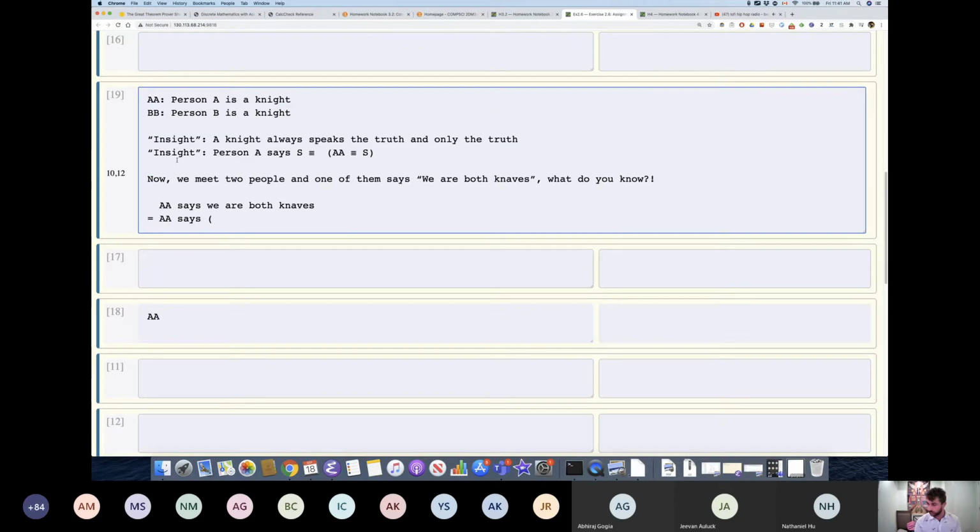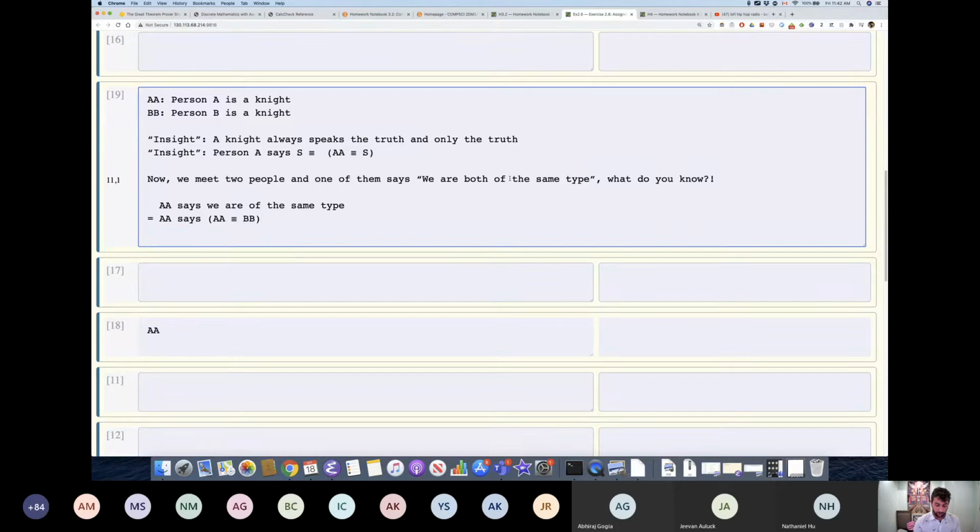All right. Let's try a simpler one, because you guys aren't comfortable with conjunction yet. We are both of the same type. Let's try that. A says we are of the same type. That means A says I am a knight precisely when the other person is a knight, right? Or likewise, I'm a knave precisely when the other person's a knave.